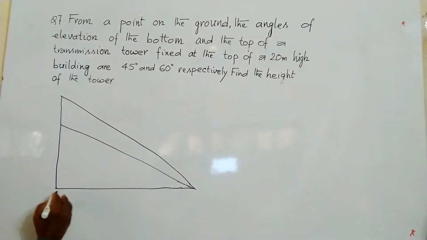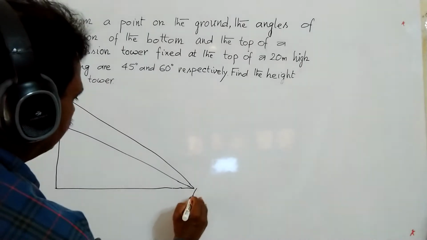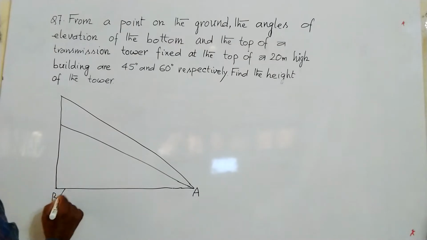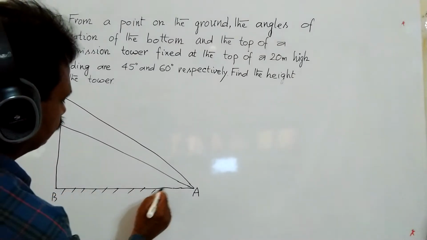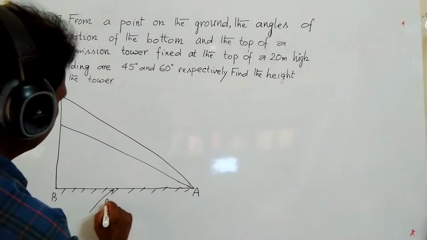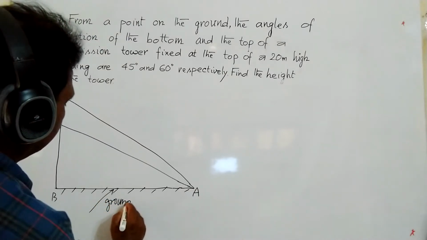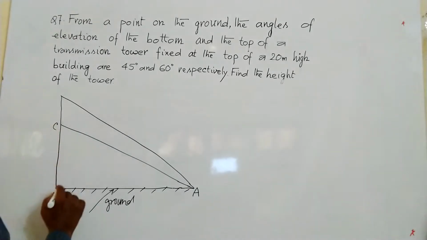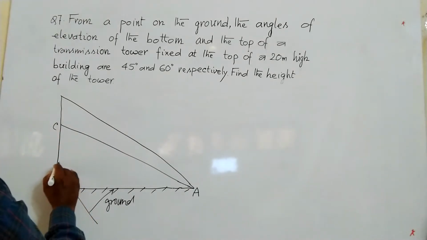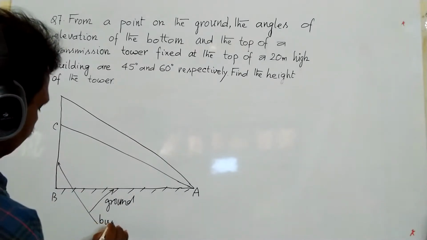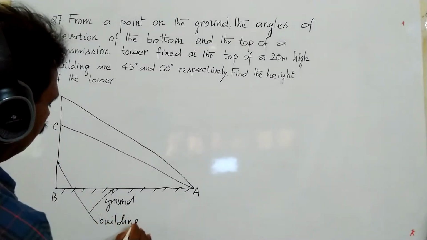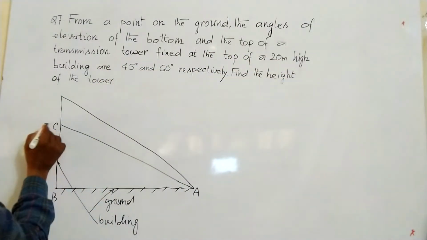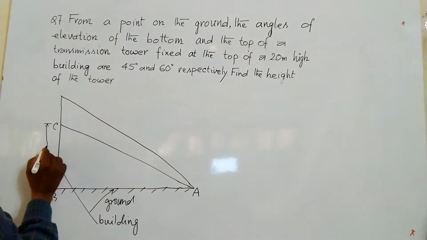Here, let us say that this is the point A, which is on the ground. AB is the ground. And there is a point A on the ground. BC is the building whose height is how much? The height of the building is 20 meter.